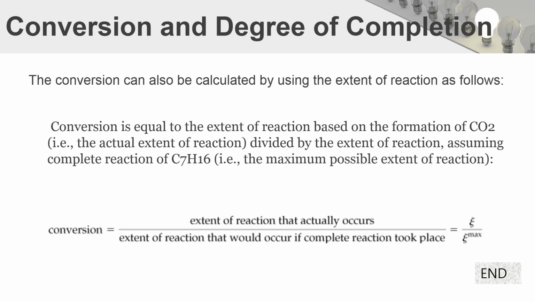The other way is that conversion can also be calculated by using the extent of reaction as follows. We know that conversion is equivalent to the extent of reaction based on the formation of CO2, that is the actual extent of reaction divided by the extent of reaction assuming complete reaction of C7H16, that is the maximum possible extent of reaction. So conversion can be formulated as the extent of reaction that actually occurs divided by the extent of reaction that would occur if complete reaction took place. So it can be said that zeta divided by zeta max.